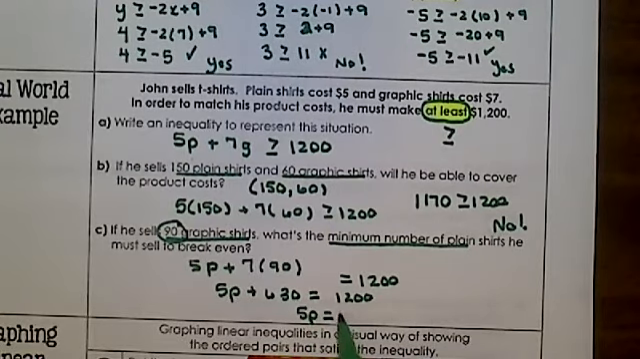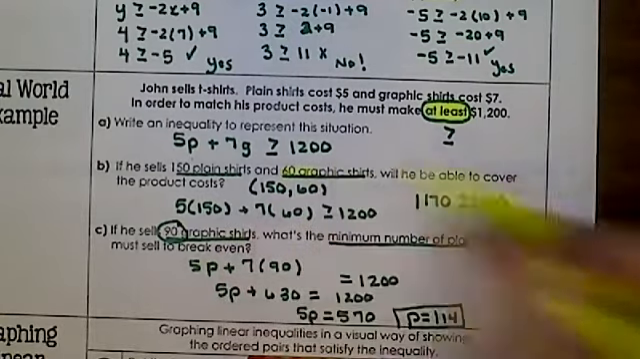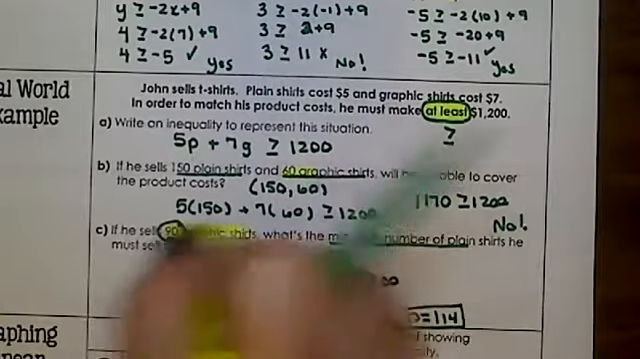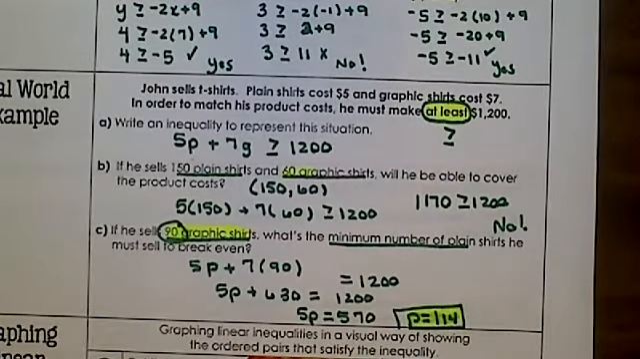So 5P equals 570. So he would have to sell 114 plain shirts. If he sold 90 graphics, he would have to sell 114 plain shirts to break even.